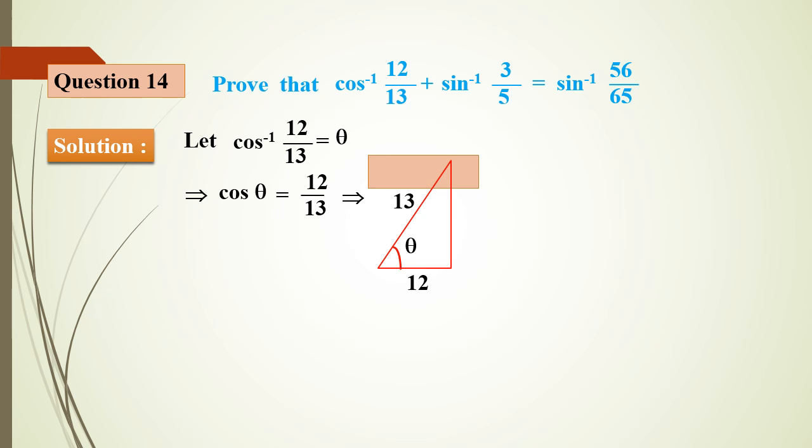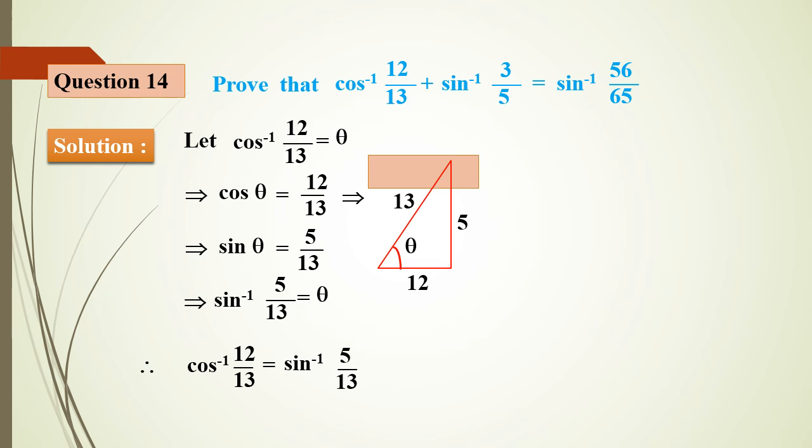Next, draw a right angle triangle. Cos its sides are what? Adjacent side divided by hypotenuse. You find the opposite side. So the opposite side will be 5. Now sin theta equals 5 by 13. Next, theta equals sin inverse of 5 divided by 13. So cos inverse 12 by 13 can be written as sin inverse of 5 by 13.